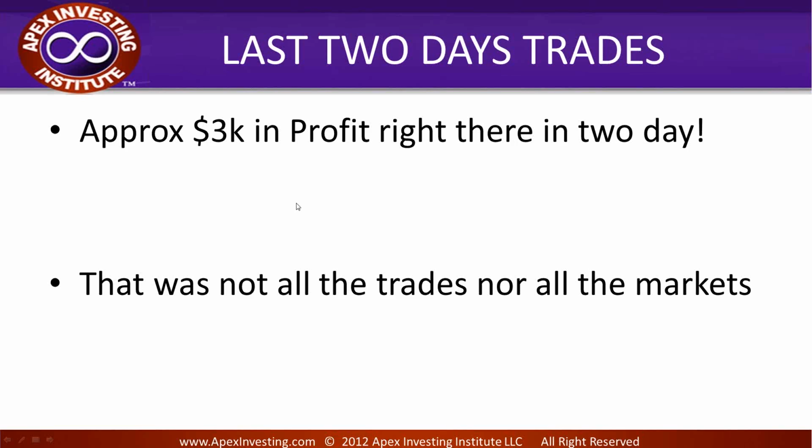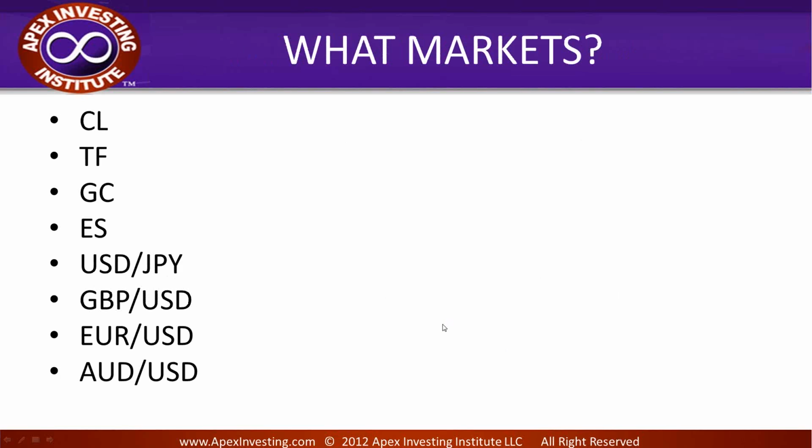Just on the trades I just showed you, it's over $3,000 in profit. That's not all the trades on all the markets. That's just some of the trades, and that's just some of the markets, okay? The markets that we cover specifically are oil, Russell, gold, S&P, dollar yen, pound dollar, euro dollar, and Aussie dollar.